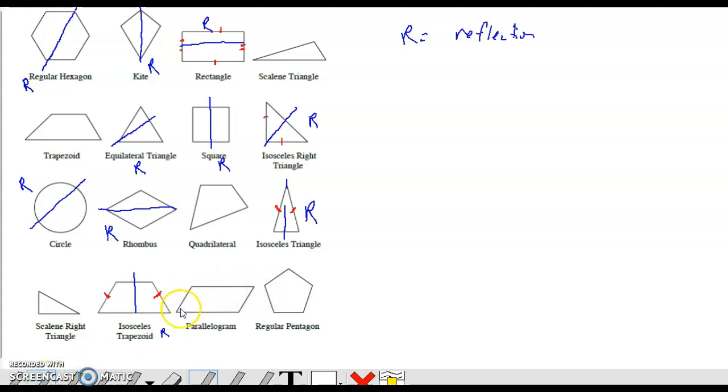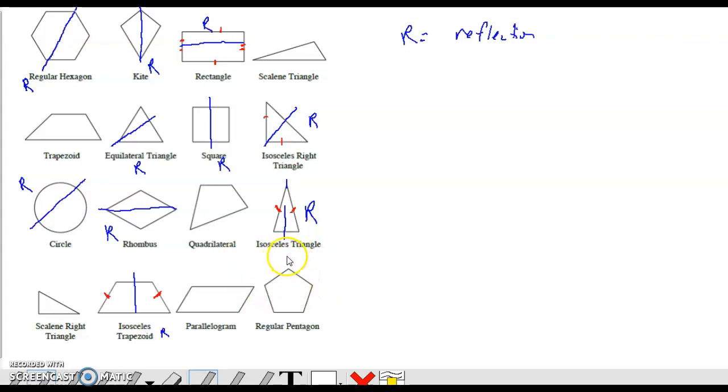Right? A parallelogram does not have reflection symmetry. Because if you think about trying to cut it this way, we can't really fold it. If I try cutting it this way, it's not really going to match up. That's okay though. We will discuss this type of symmetry, if it does have any symmetry, later on.